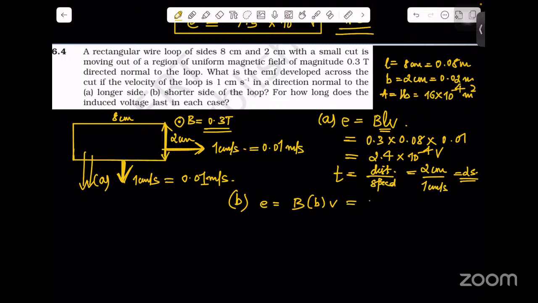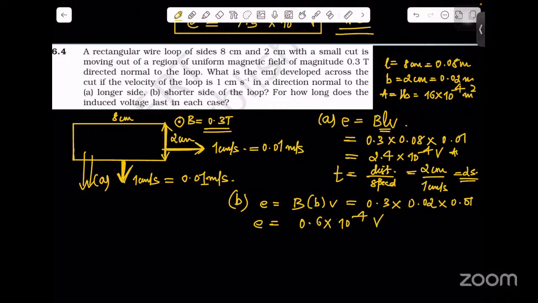Okay, so this is 0.3 into 0.02 into 0.01, so the induced EMF is 0.6 into 10 raised to the power minus 4 volts.